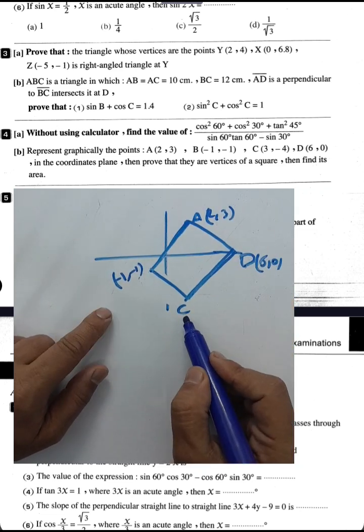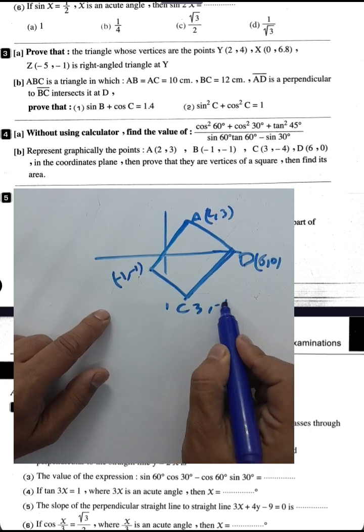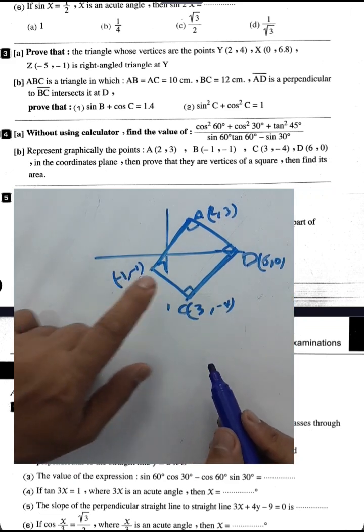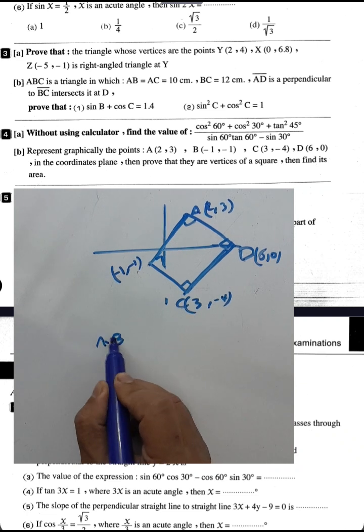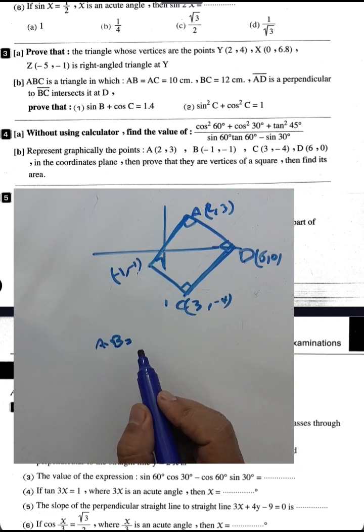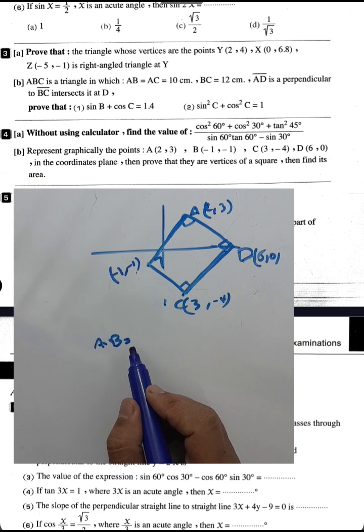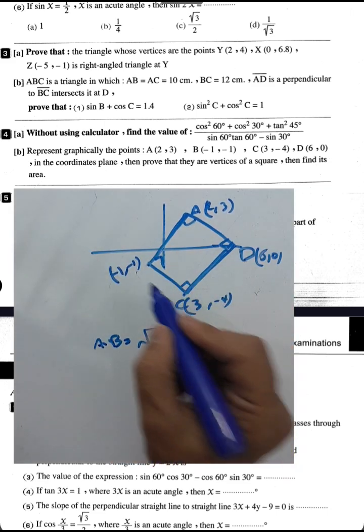And C was (3, -4). Okay, we want to prove that this figure is a square. First step, we can find the length of AB and BC and CD, and we want to find the area. Okay, first step, we can find the length of AB, A and B.